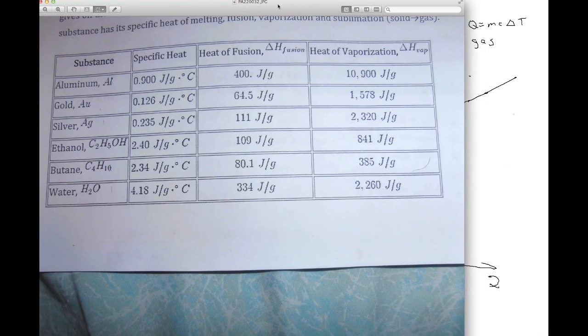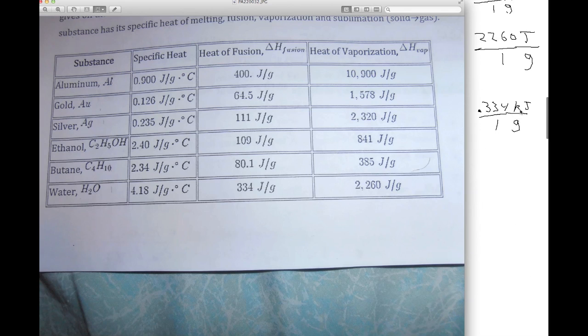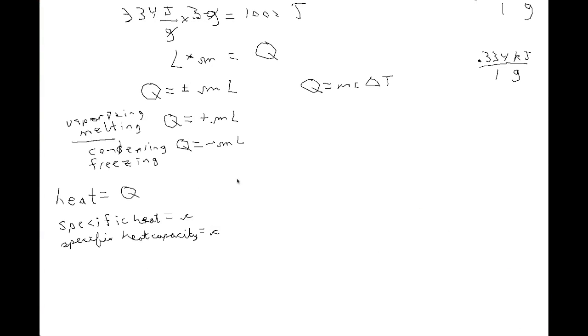So the thing I'm trying to warn you about is if some of the units are in kilojoules, you have to change them into joules. You should change everything into joules, probably. So for example, let's say that you were given this number, 0.334 kilojoules. What calculation would you do to change this into joules per gram? How do you do a unit conversion to change this into joules per gram? Just multiply it by 1,000.